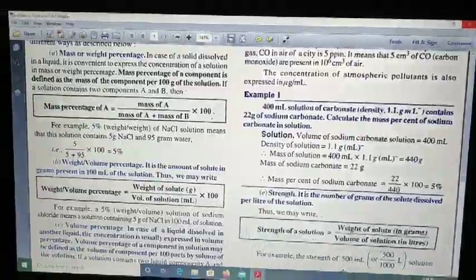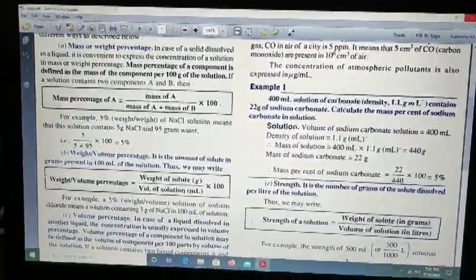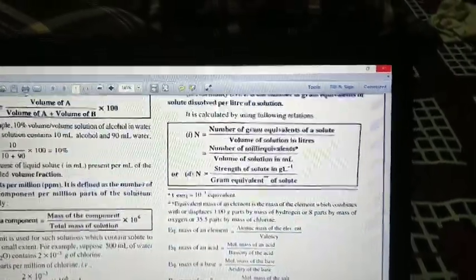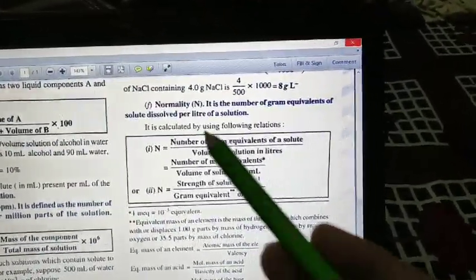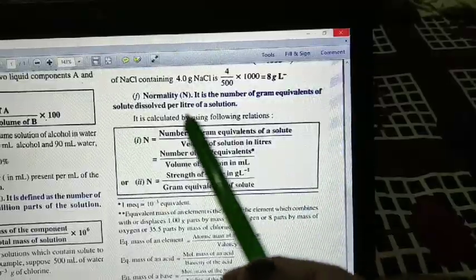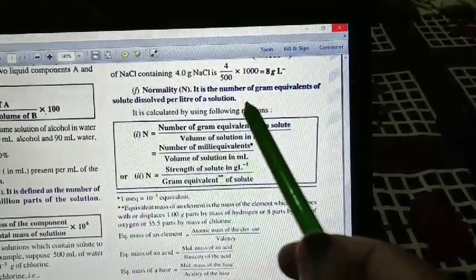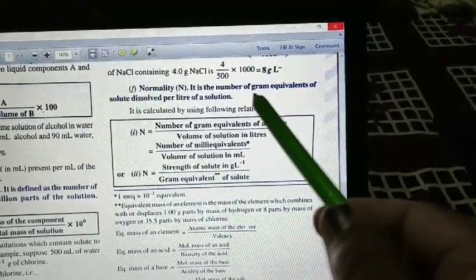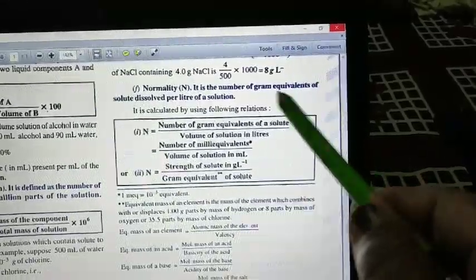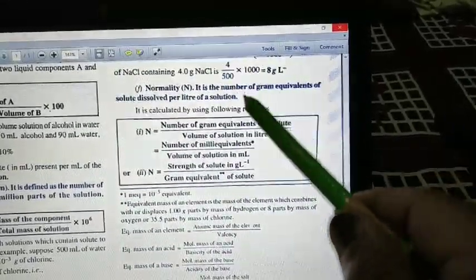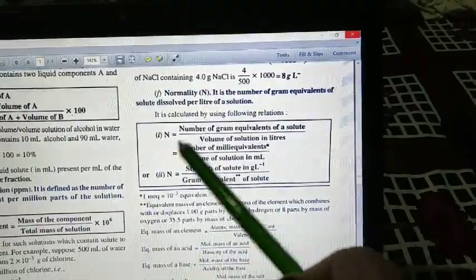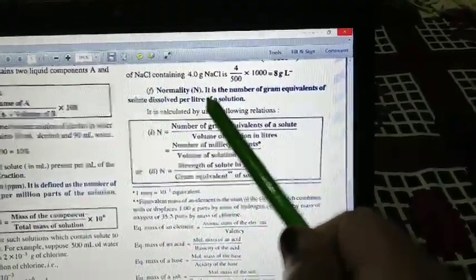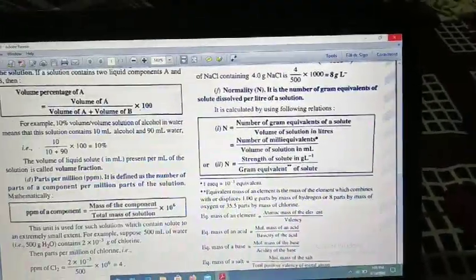Then the next concentration term that we need to see is normality. What is normality? Normality is the number of gram equivalents of solute dissolved per liter of a solution. That means the number of gram equivalents of any solute that can dissolve in 1 liter of solution, we call it normality, and it is denoted by capital N. So this is the normality.